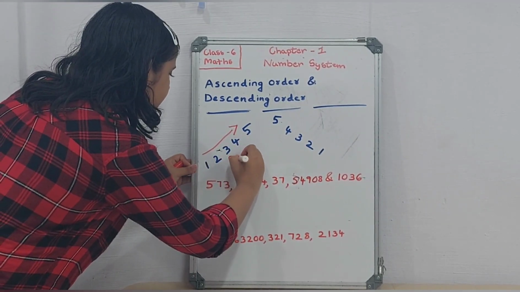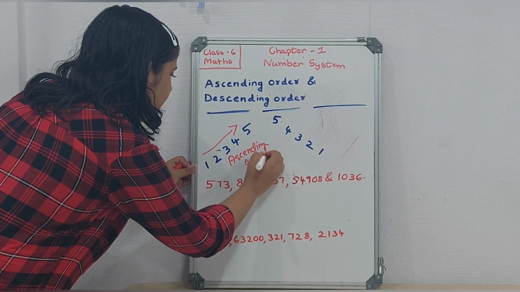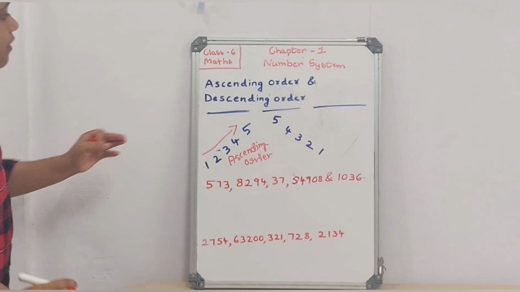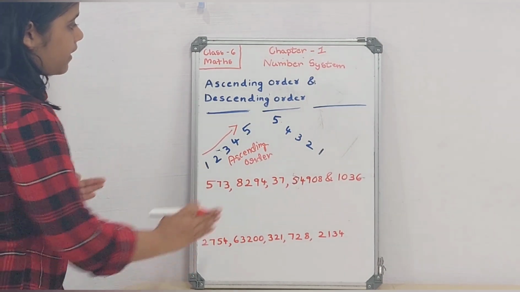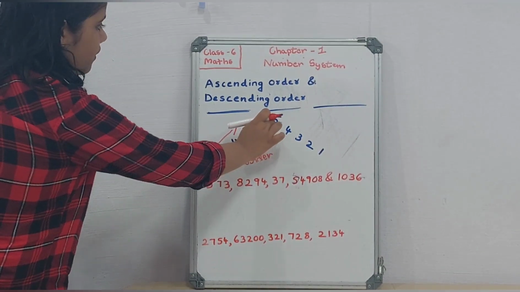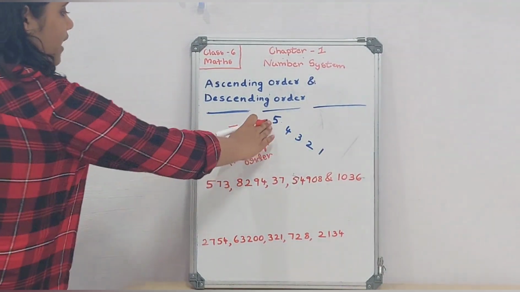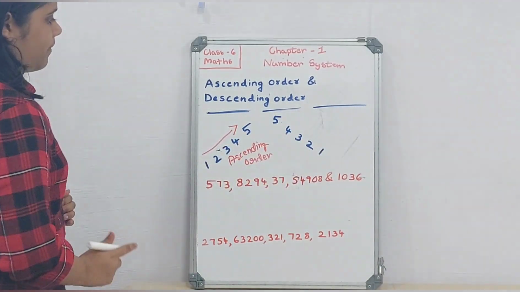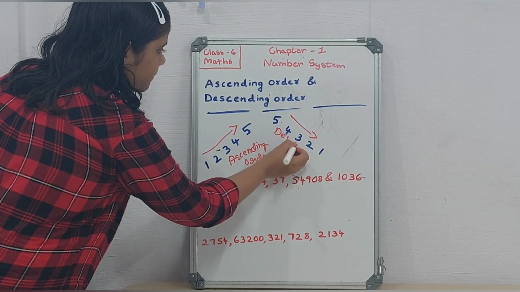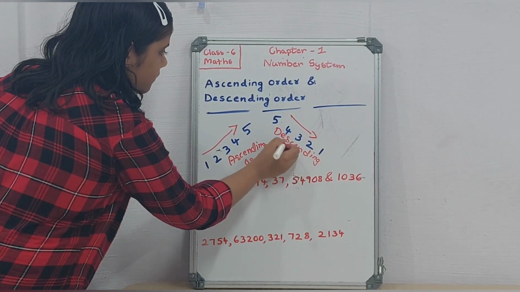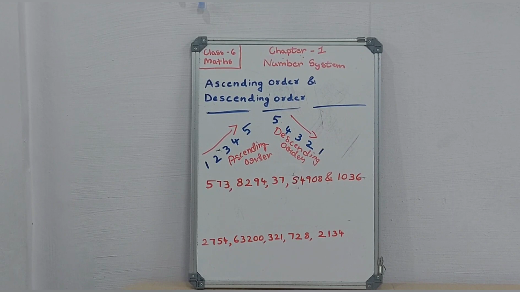This is ascending order. Okay? Now, here we have 5, 4, 3, 2, 1. So here the greater number is 5. So from 5 it is coming down, going down, and that will be 1 here. So from greater number to smaller number, that means which is descending order. Okay. So now I hope you know about ascending order and descending order.